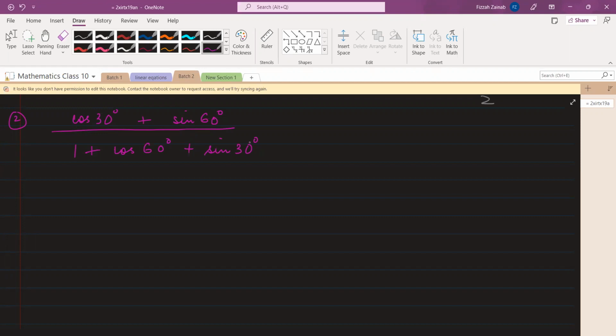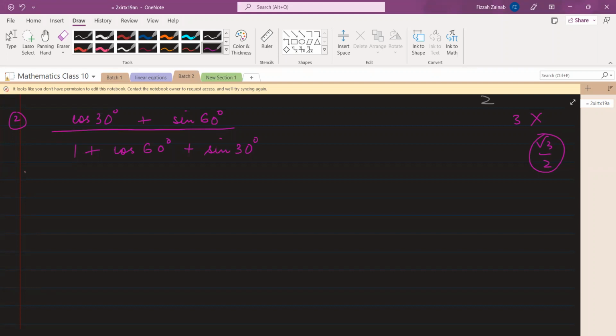Is it 3? No, it's not 3. Ma'am, root 3 by 2. Root 3 by 2. Okay, what else? Harsha, what's your answer? Aman, check it again. It's not 3. Do it again. Ma'am, root 3 by 2. So this is the right answer, root 3 by 2. Okay, Aman, check it again.